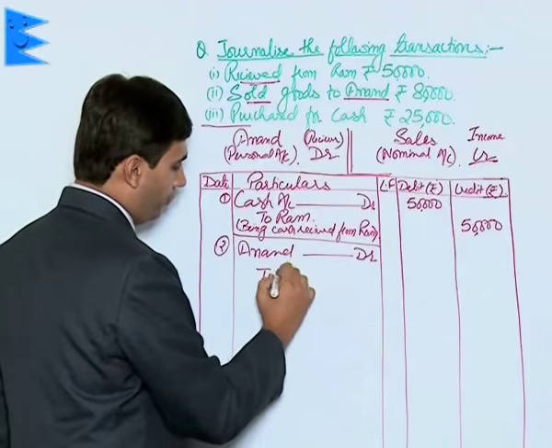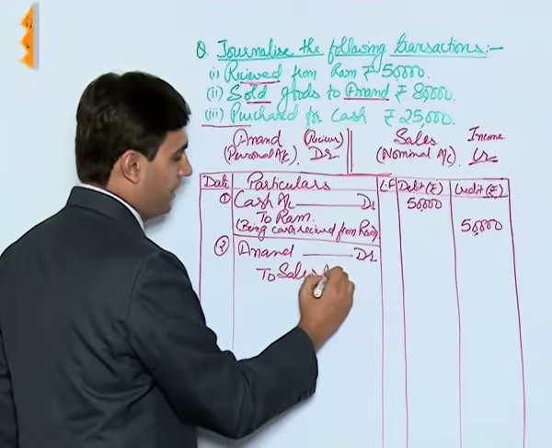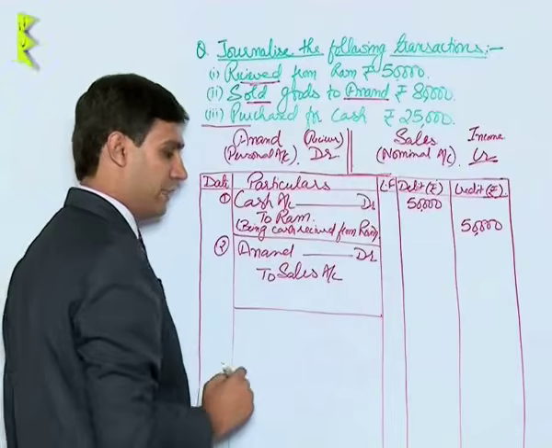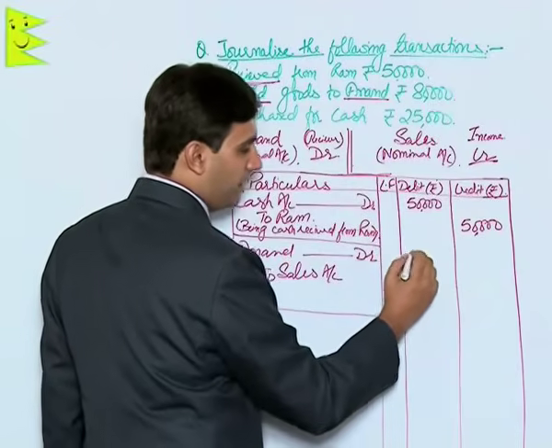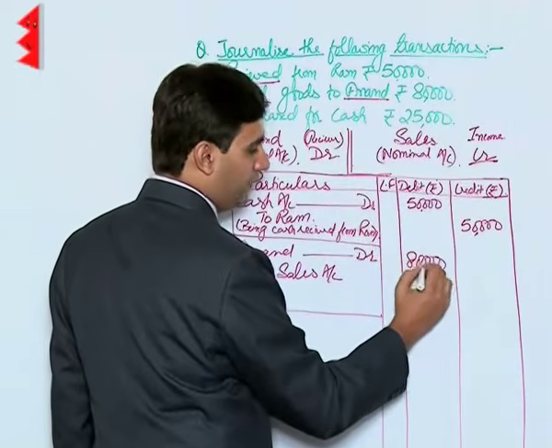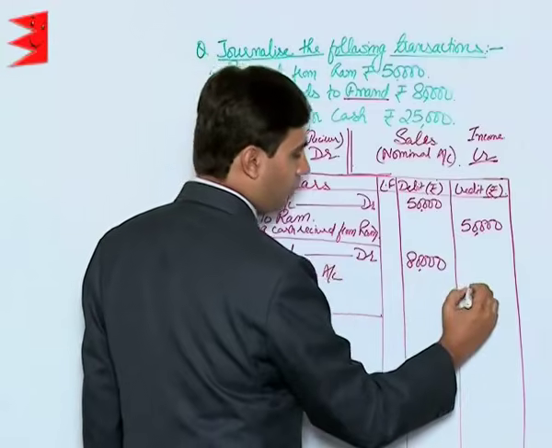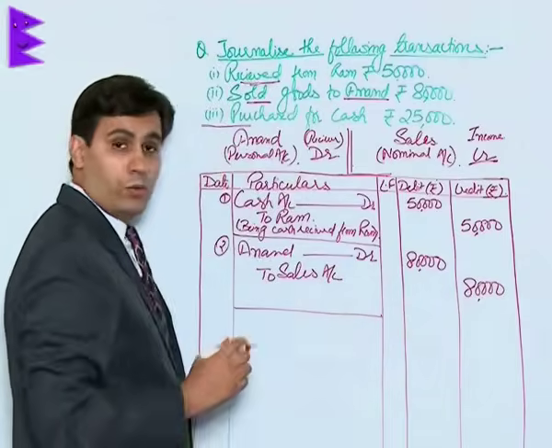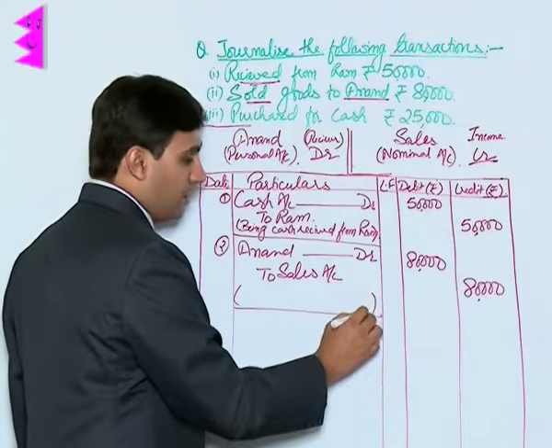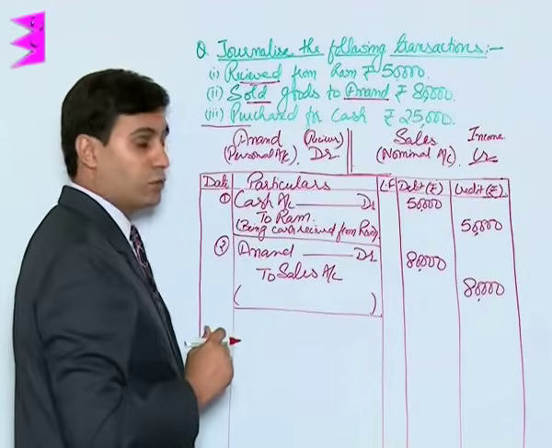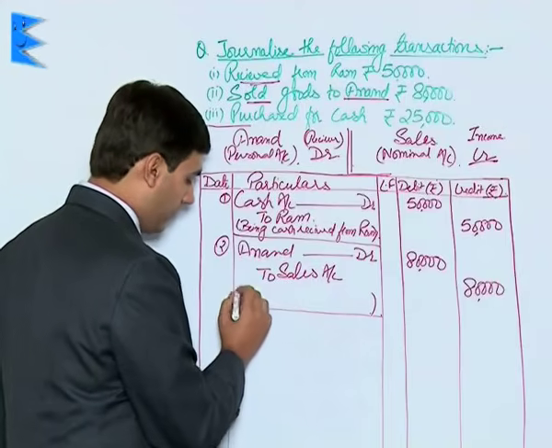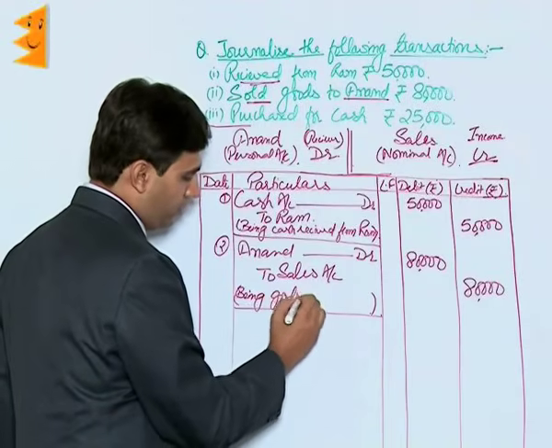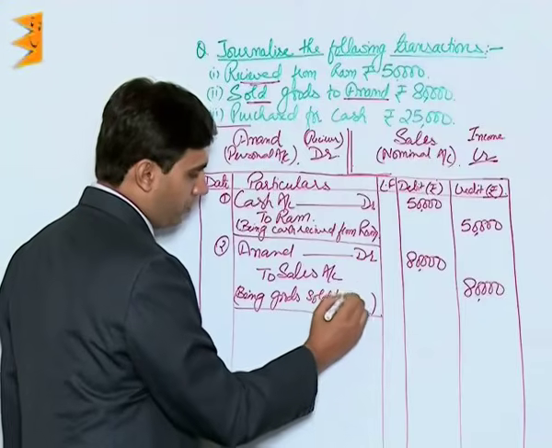to sales account and the amount is 80,000. In front of Anand in the debit column 80,000 and in front of sales in the credit column 80,000. What about narration? This entry has been passed because goods have been sold to Anand. So we'll write being goods sold to Anand.